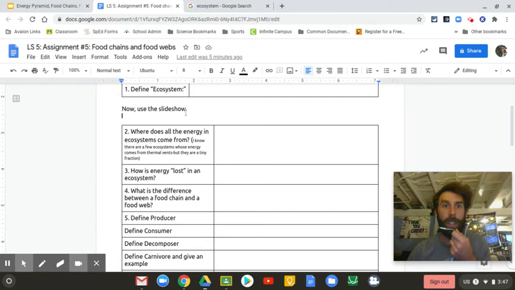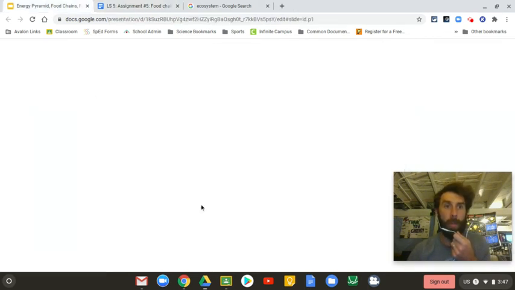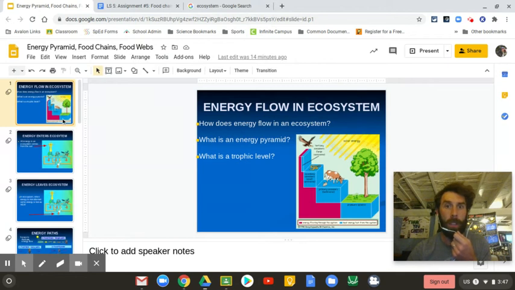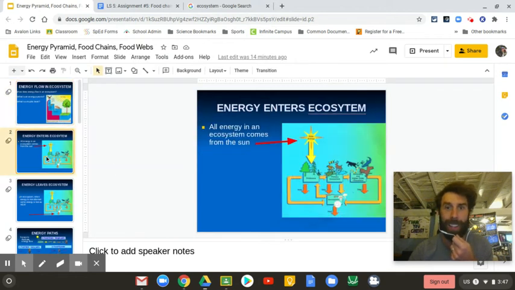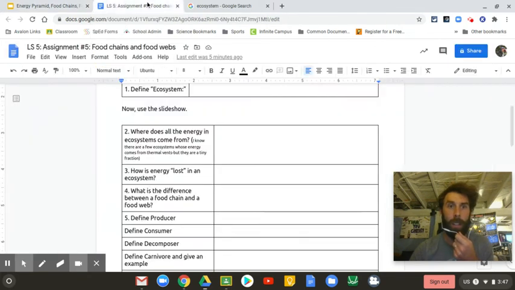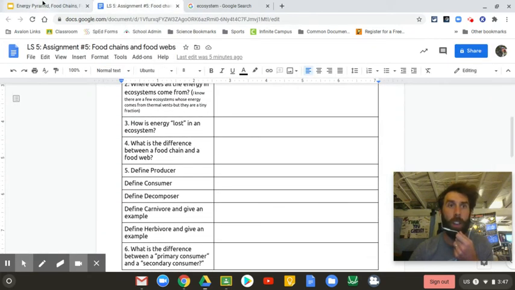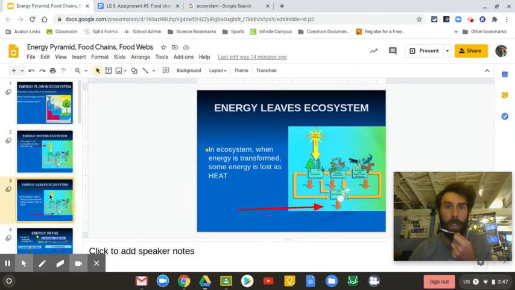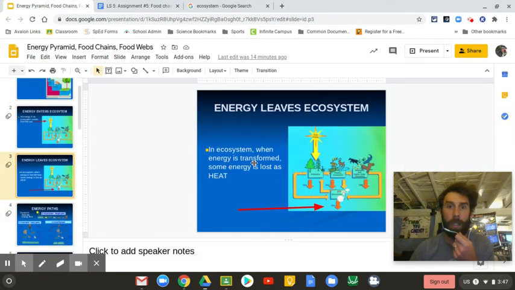Now, use the slideshow. Where does all the energy in ecosystems come from? Okay. So, here, the next slide, it says all energy in the ecosystem comes from the sun. Well, that's great. How's energy lost in an ecosystem? In an ecosystem, when energy is transformed, some energy is lost as heat. That's only part of the story.